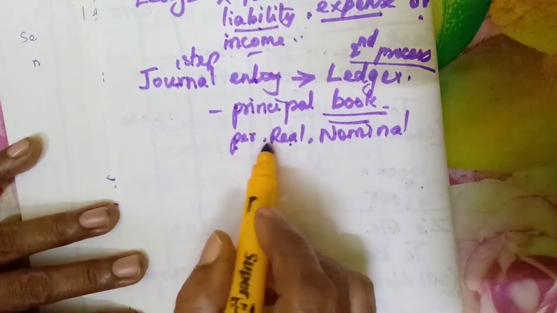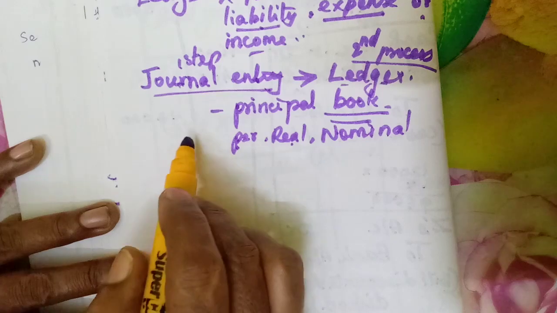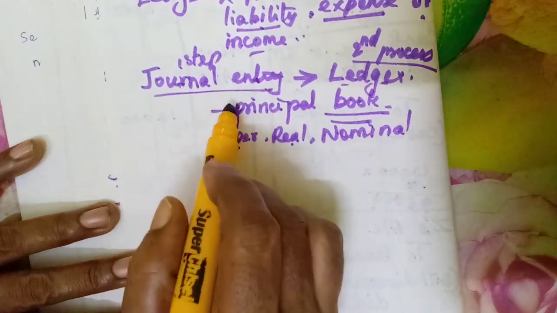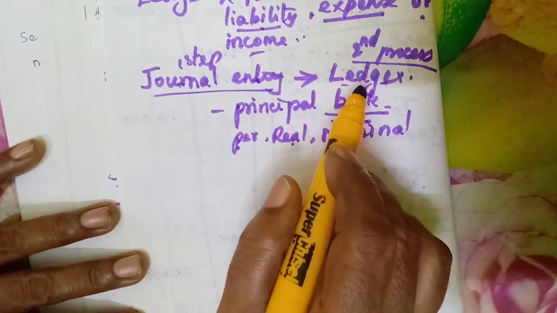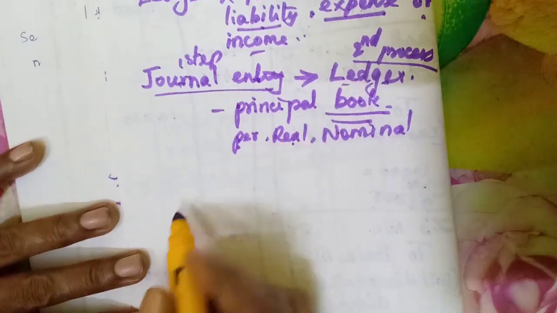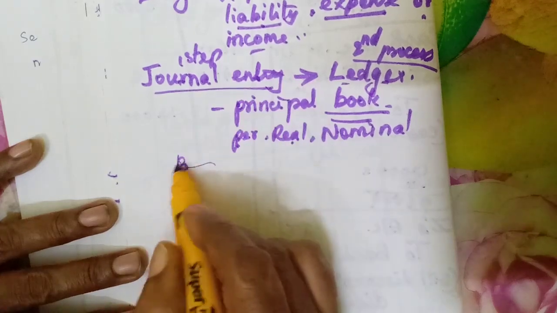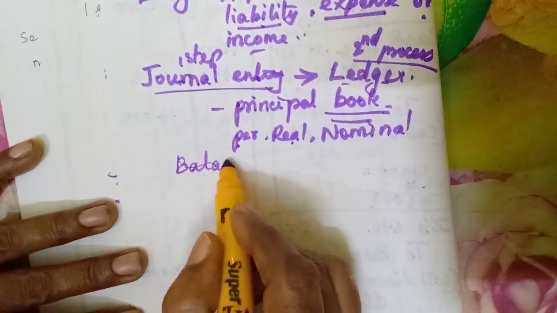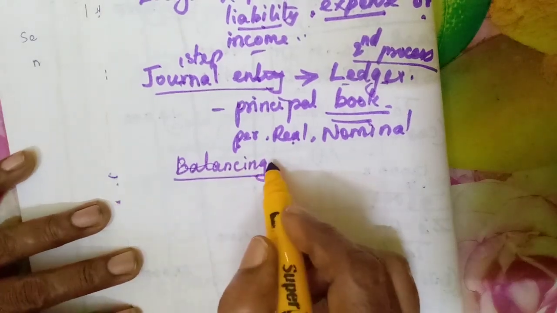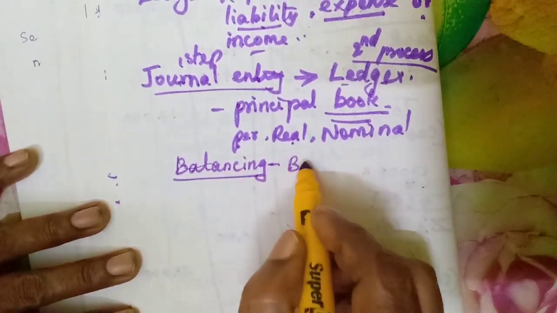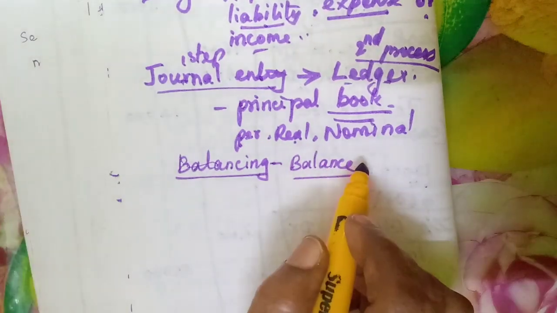What is the basis for preparing this ledger account? The basis is the journal entry. On the basis of journal entries only, the ledger accounts will be prepared. Then, after posting, we will balance the account. Totaling and balancing, everything we will learn in this lesson. So each account's balance can be found out.